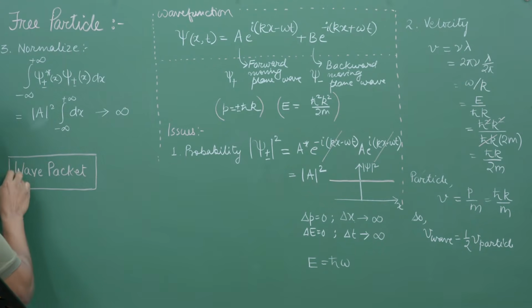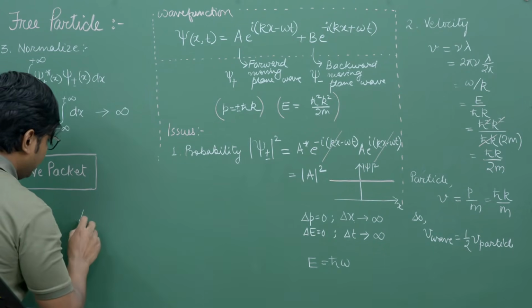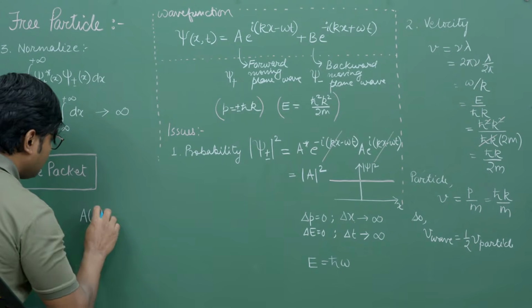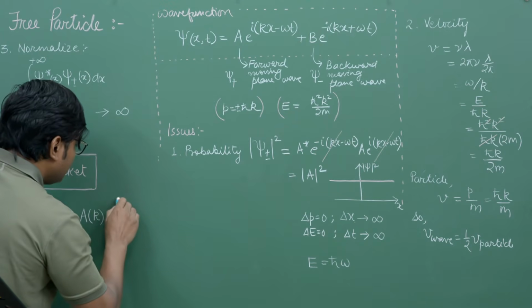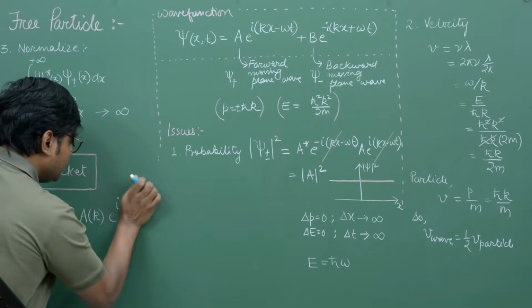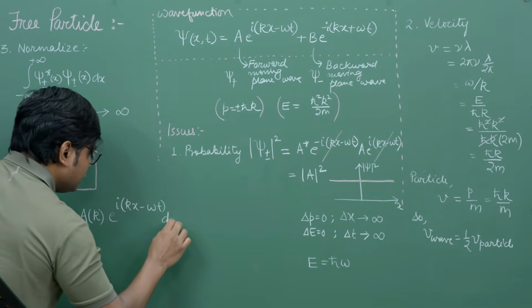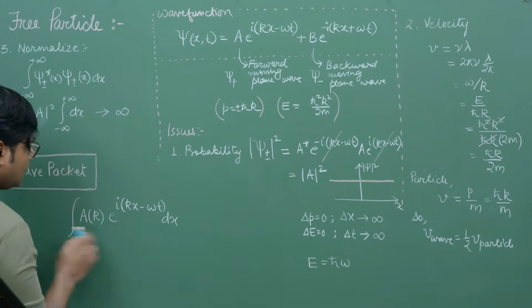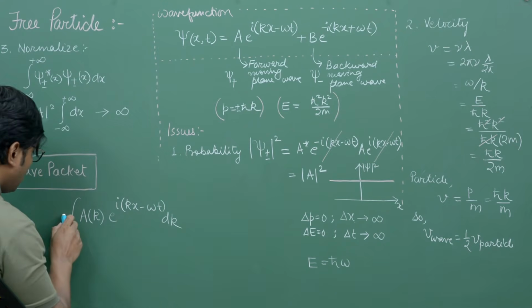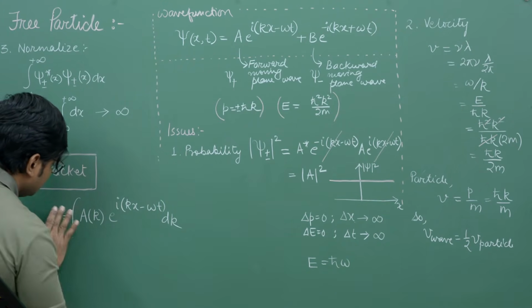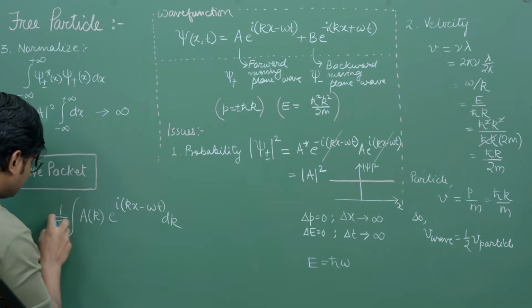How do you construct a wave packet? So let's suppose a particle is moving in the forward direction. I take, let's suppose I have A. I modulate A with respect to some sort of a relationship with wave number, e to the power iota (kx minus omega t), integrate with respect to k, and then normalize it properly to get this wave function corresponding to the wave packet.